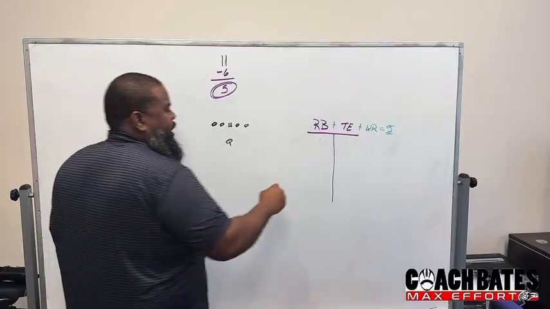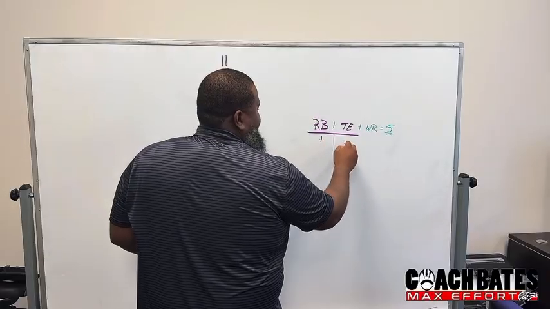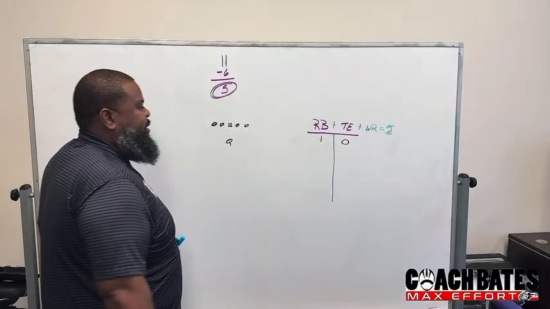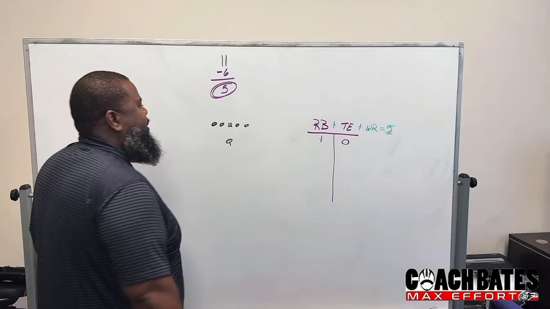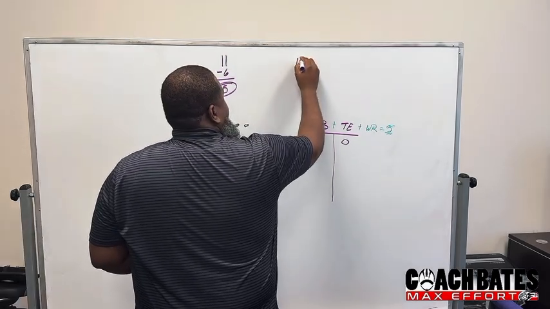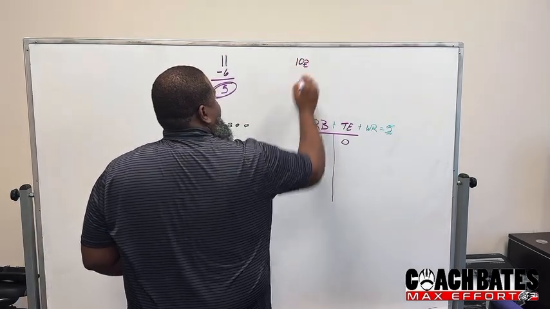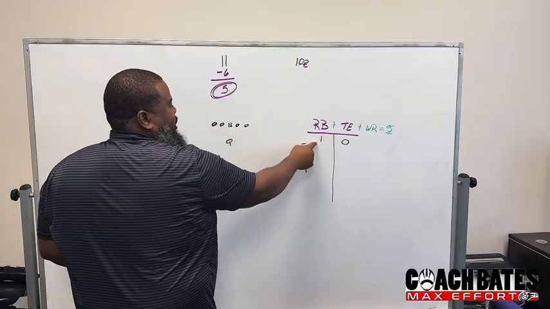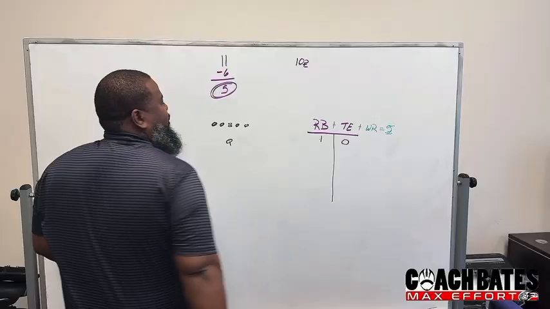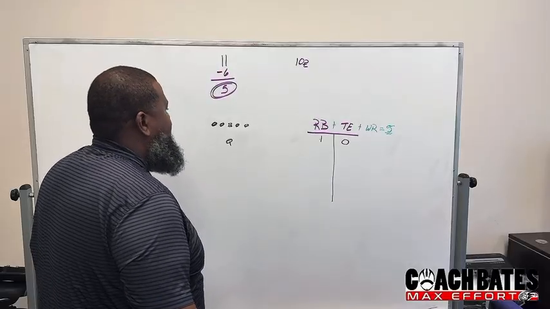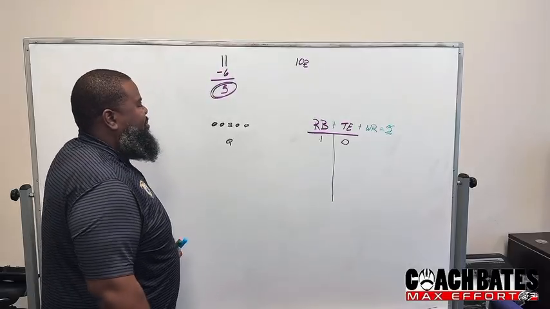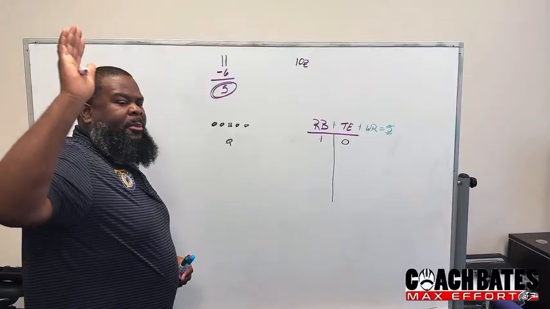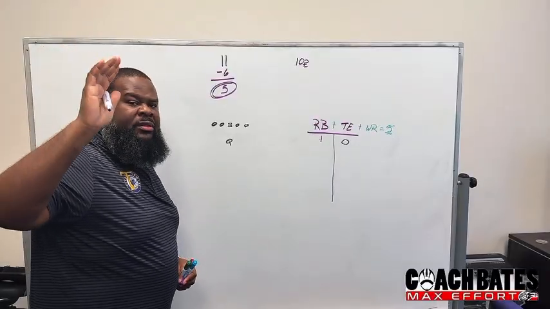All right? And so if we are in 10 personnel, Coach, what do you mean by 10 personnel? Well, when I say 10 personnel, I'm talking about 1 running back, 0 tight ends. Oh, okay, Coach. I mean, 1 running back, no tight ends. Coach, do I go in the game? I'm a wide receiver. How many of us is it going to be?